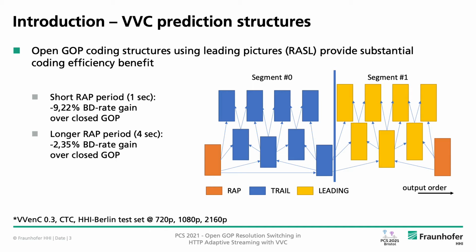In terms of numbers, you can see on the left-hand side some results that we gathered from the open source VVC encoder VVenc. For setups that are similar to what is done in live streaming with very short random access point periods of, for example, 1 second, you end up with 9.2% BD rate gain over using closed GOP structures. And even for longer random access point periods, as they are common in video on demand services, here in this example, it's 4 seconds, you end up with 2.35% BD rate gain over closed GOP structures.